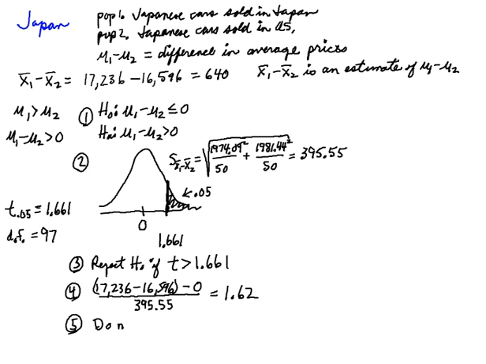Do not reject h sub 0. So in some sense it's inconclusive under an alpha value of 0.05. Inconclusive. I cannot say that the Japanese are indeed charging a higher average for their cars in Japan as opposed to the United States. At least not with an alpha value of 0.05.